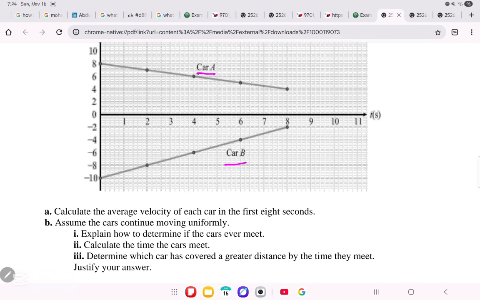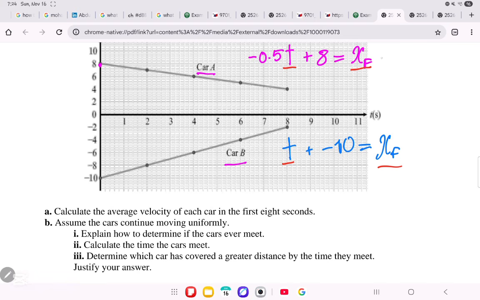So what's the equation of motion? We found the slope, which is the velocity for car A, it's minus 0.5. So it's going to be minus 0.5t plus x initial, which is 8, is equal to x. And then for B, it's 1 times t, plus minus 10, is equal to x final. Now, we know that they have the same position and the same time, right?